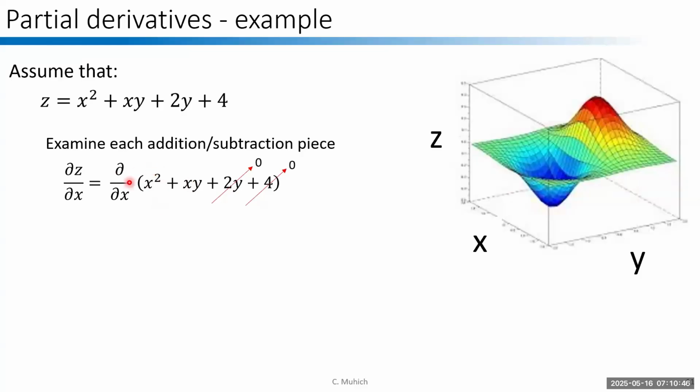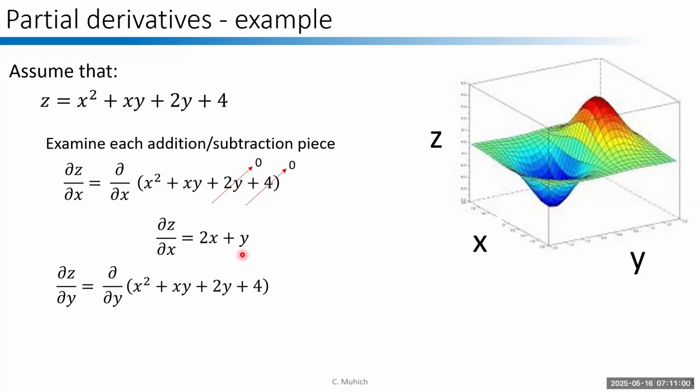So if I go through here, now look at these remaining terms. If I take the derivative with respect to x, this should be 2x. If I take the derivative with respect to x here, it should be y. So my partial derivative of z with respect to x is 2x plus y.